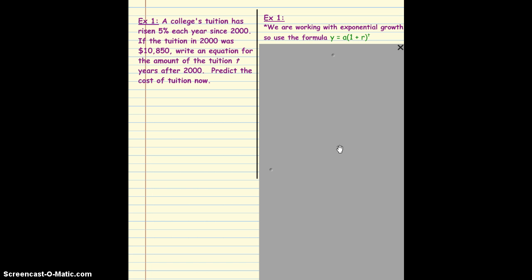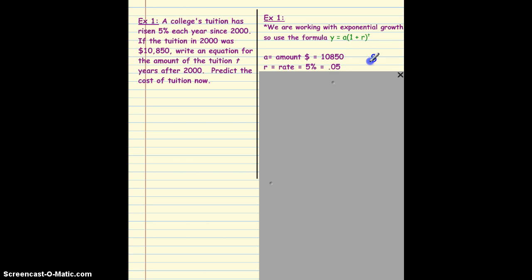And as we're taking a look, it says the tuition has risen 5% each year. So that means that we are going to be working with exponential growth. Risen means growing. So we're going to be using the formula y equals a, in parentheses, 1 plus r to the t. So let's plug in some numbers. Our a is our amount that we're starting with. Well, that's our $10,850. R is our rate. It says our rate is 5%, but we want to write this as a decimal, so we can enter it in our calculator. So 5% is 0.05.